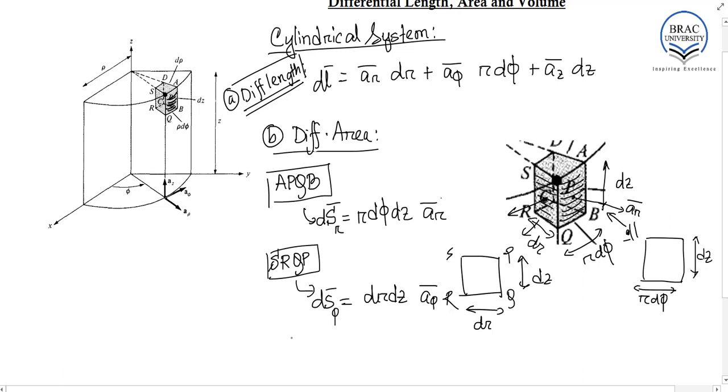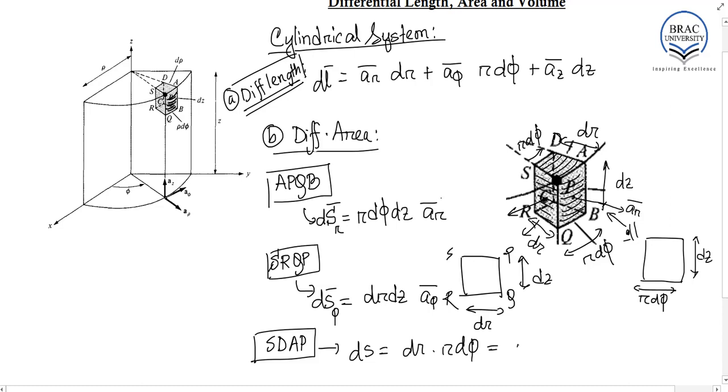Okay, and finally, if we talk about the top surface over here, it's kind of curved. So if we take the ASDAP surface, the area will be r d phi multiplied by dr, or we can write it as r dr d phi. And if we turn it into a vector, then the perpendicular vector to the surface will be aZ. So if we put it over here, it turns into dS_Z aZ.